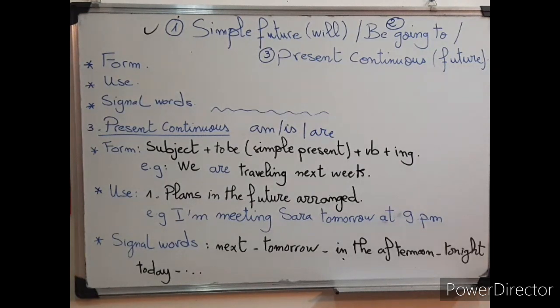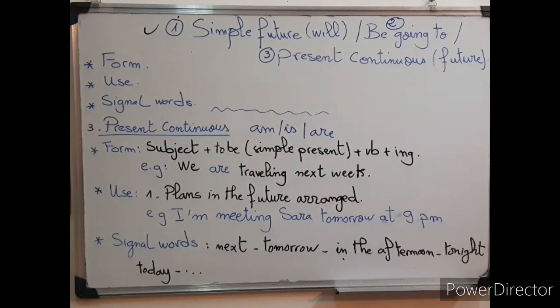The last thing is signal words. So we've got next, tomorrow, in the afternoon, tonight, today. By the way, all words that mention future are signal words. So here we've dealt with three tenses to express future: simple future, be going to, and present continuous. So I repeat in general and quickly.